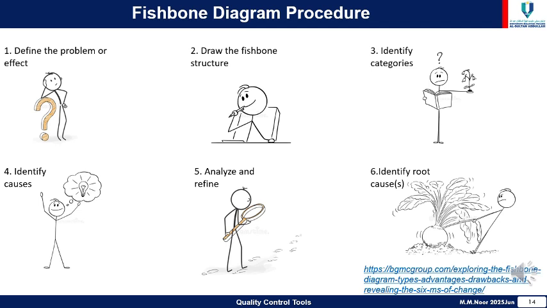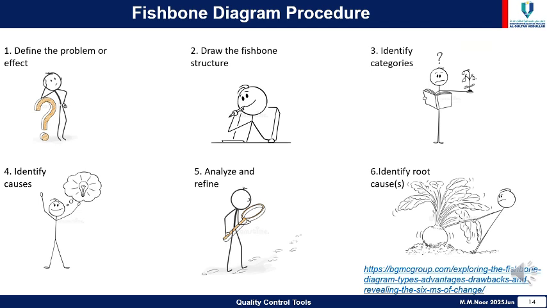First of all, we define the problem or effect. We clearly state what we want to analyze and understand the root cause of. Next one, we draw the fishbone structure. We draw a horizontal line across the page and extend it with a diagonal line branching out to the right. This will serve as the spine of the fishbone.